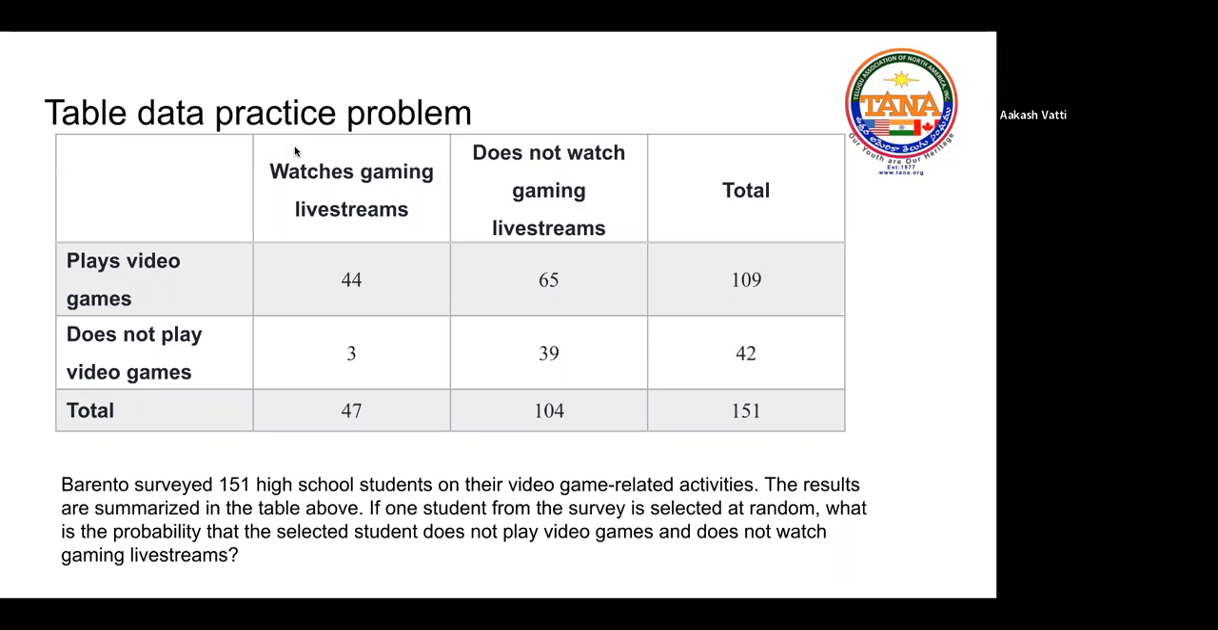So for this question, I would say the main thing is to read the problem, and it says the probability. So you're going to need a part over whole. So when you do have these problems, don't rush and just say, oh, it's 39. That's the number of people who don't play video games and don't watch gaming live streams. Don't just put 39, read the problem and write it out as, I guess, part over whole.